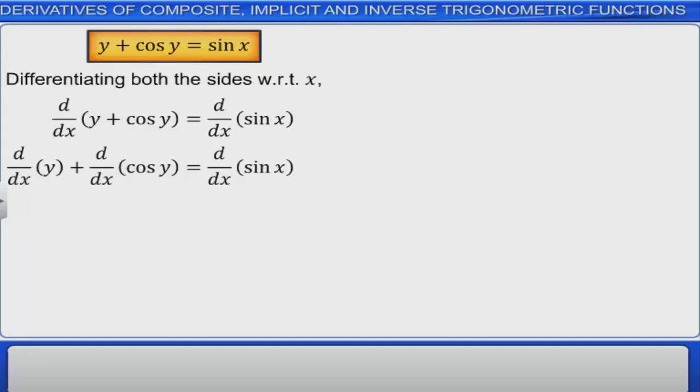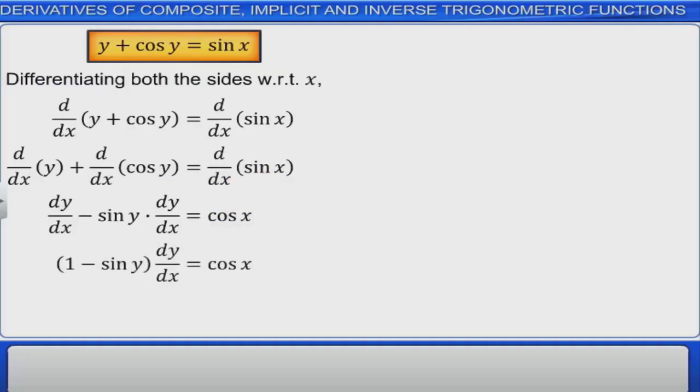By the chain rule, the derivative of cos y with respect to x is minus sin y into dy by dx, and the derivative of sin x with respect to x is cos x. Taking dy by dx common, we get 1 minus sin y into dy by dx is equal to cos x. Therefore, dy by dx is equal to cos x divided by 1 minus sin y.